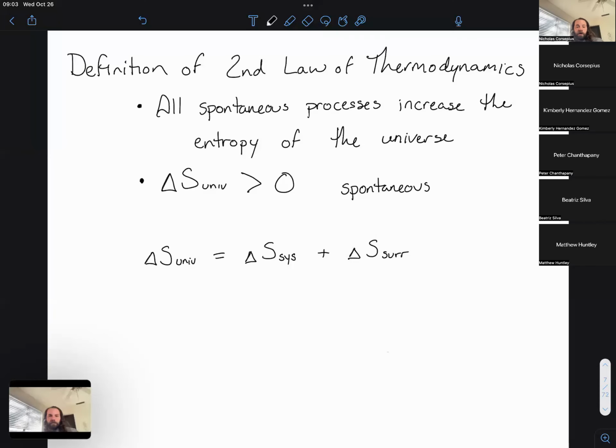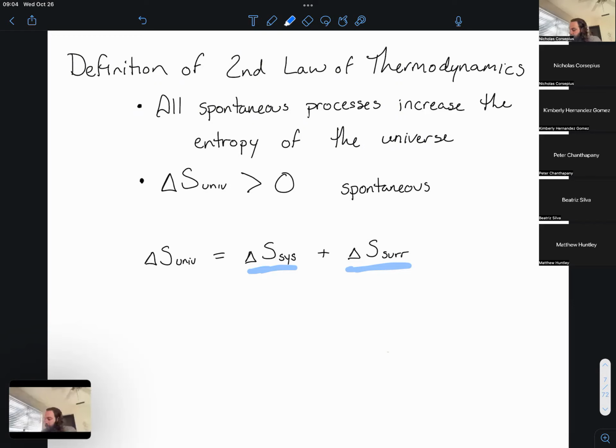Okay, so second law of thermodynamics: in order for a process to be spontaneous, the delta S of the universe has to increase, and we can cut the universe into two parts, the system and the surroundings. Why that's convenient is because, again, the universe is a big place, right? So when you're carrying out a reaction in a beaker, let's say, you're going to define that reaction in that beaker to be your system, and then everything else counts as the surroundings.